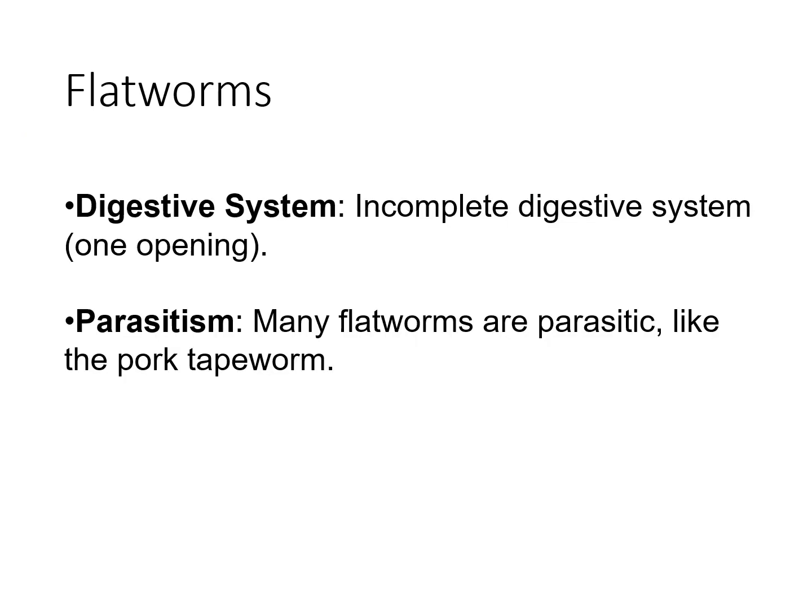Flatworms are among the simplest animals with bilateral symmetry. They have an incomplete digestive system, meaning food enters and waste exits through the same opening, a simple but functional design. Despite their simplicity, flatworms have evolved highly effective survival strategies, especially in parasitic forms.